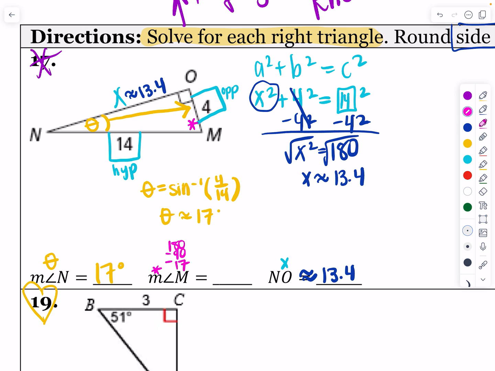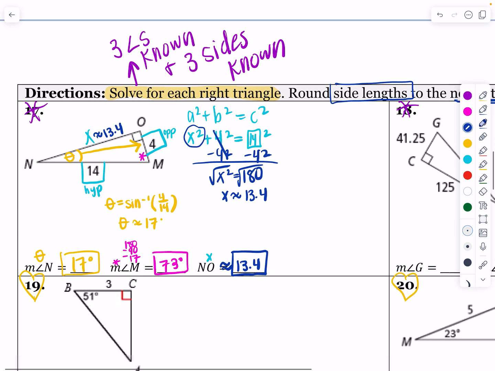So that is going to give me a total of 73 degrees for the star angle. So here were my two angle measures, 17 degrees. We had 73 degrees in the right angle. So there's the three known angles. And the side lengths, the 14 was given, the 4 was given, and I found the 13.4. So we have now solved this right triangle entirely.